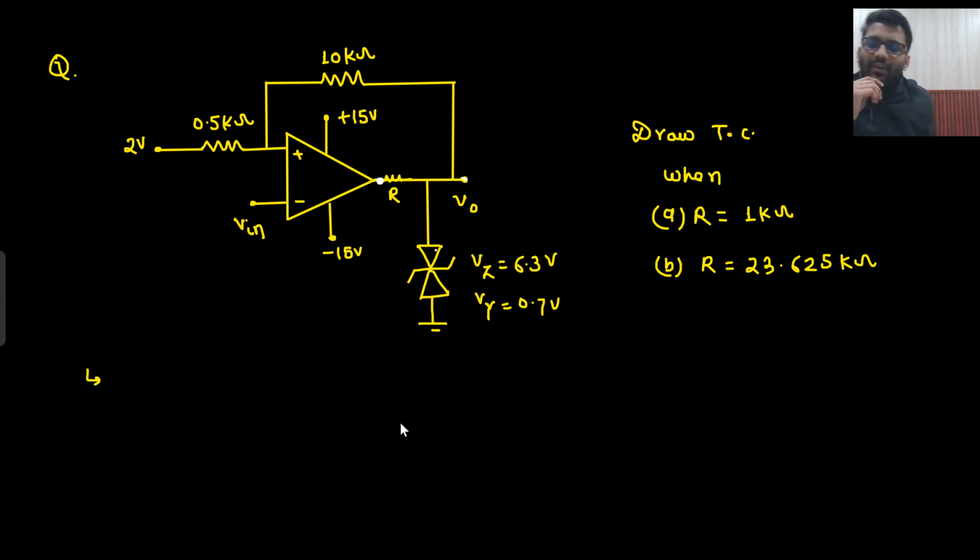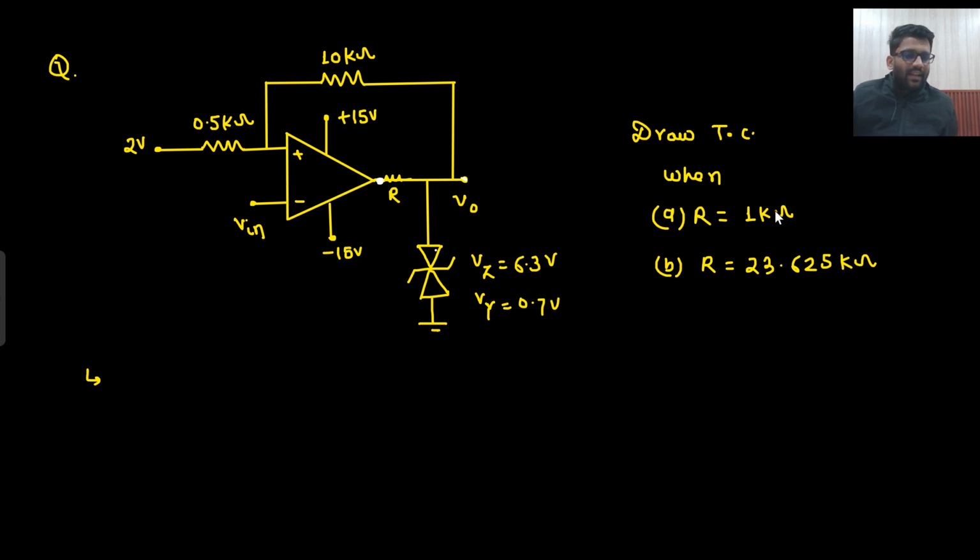So what we are doing, we need to solve this question. You need to draw the transfer characteristics when R is equal to 1 kilo ohm and R is equal to 23.625 kilo ohm. So two conditions are there. Usually when we solve these kind of problems, we never take this R into action. This is what people do. They say that the OpAmp will give plus 15 volt and minus 15 volt output. Then this 15 volt is enough to turn this diode on and to take one of the diodes into breakdown, and then they solve the problem.